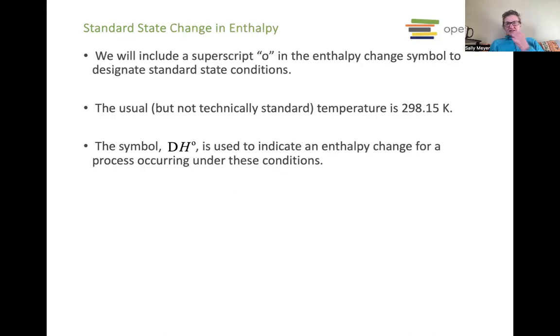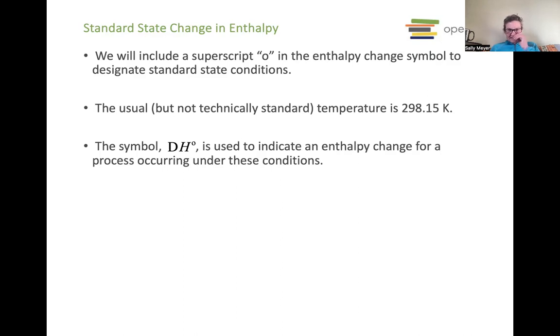So we're going to include a little, I call it a knot, the little 0 here in an enthalpy change if we're talking about standard conditions. The temperature isn't necessarily part of it, but when you go to a table, you're going to be given a delta H at a particular temperature. So our temperature will be 25 degrees, which is 298.15 Kelvin.